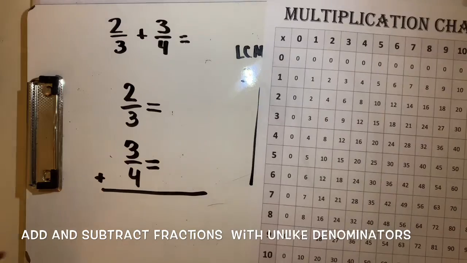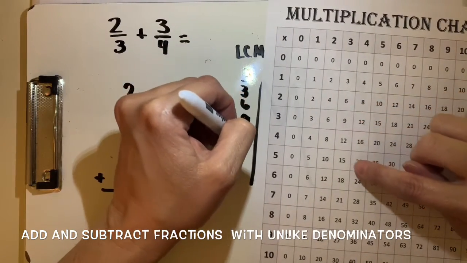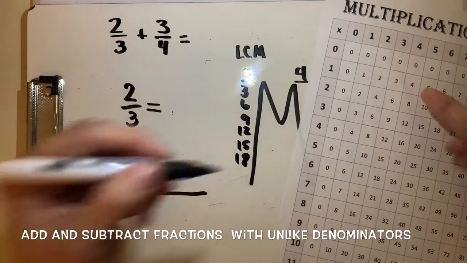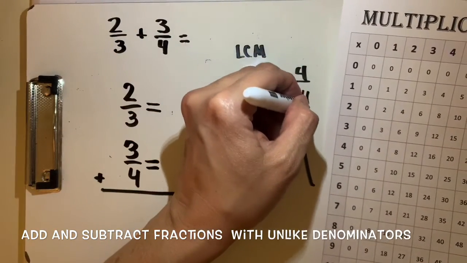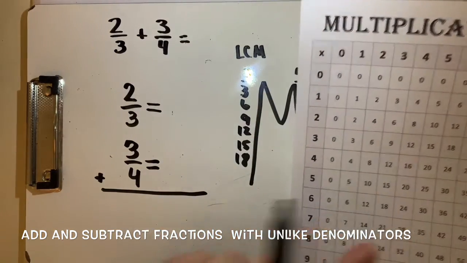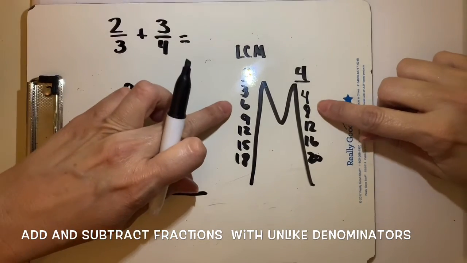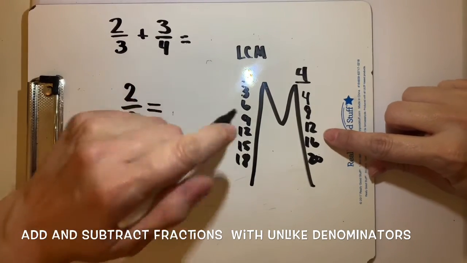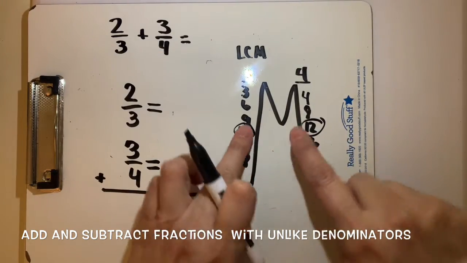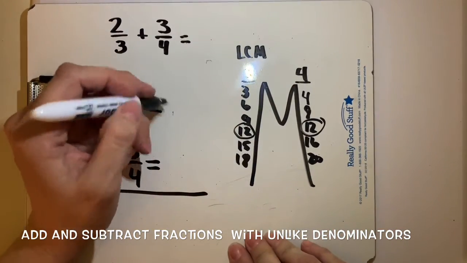So I've got my chart. Again, you know how to make this. I'm going to list my multiples of 3: 3, 6, 9, 12, 15, 18. Let's see if that's enough. And list my multiples of 4: 4, 8, 12, 16, 20. Now let's look for the least one that they have in common. The first one I come to that they have in common is 12. I have no other numbers smaller that are in common. So my LCM is 12, so that's the new denominator.